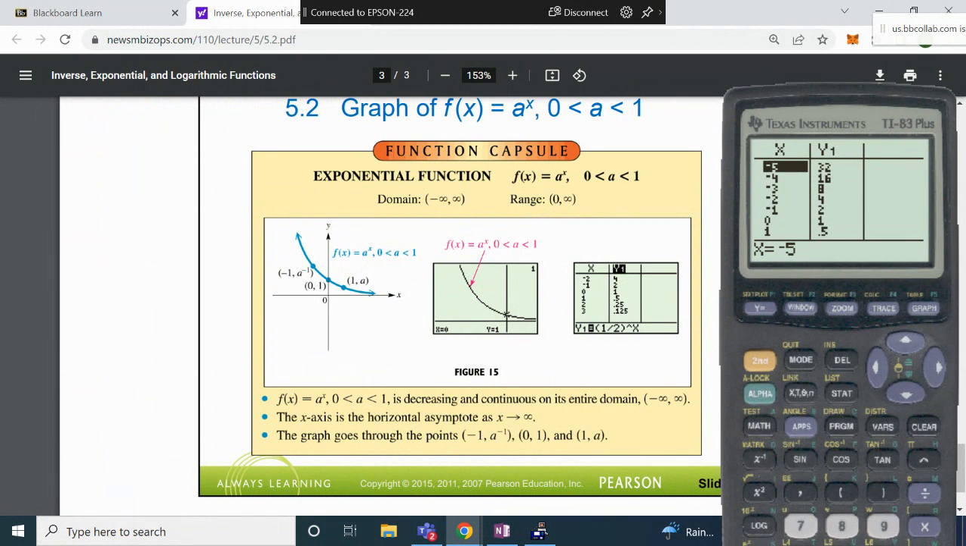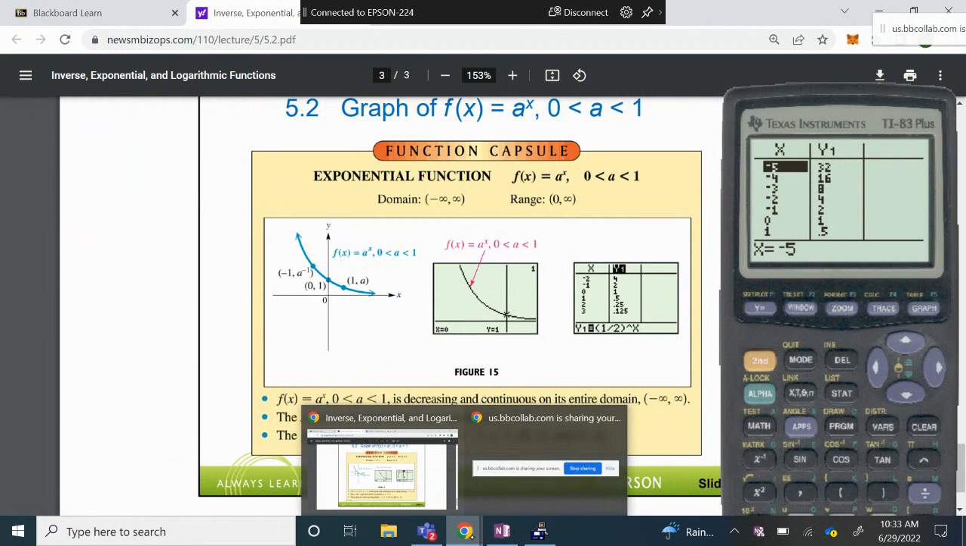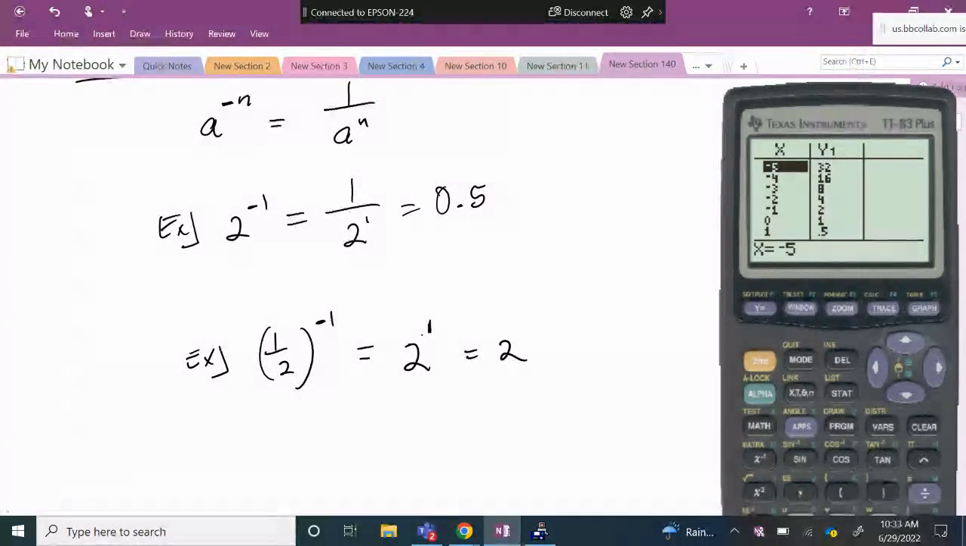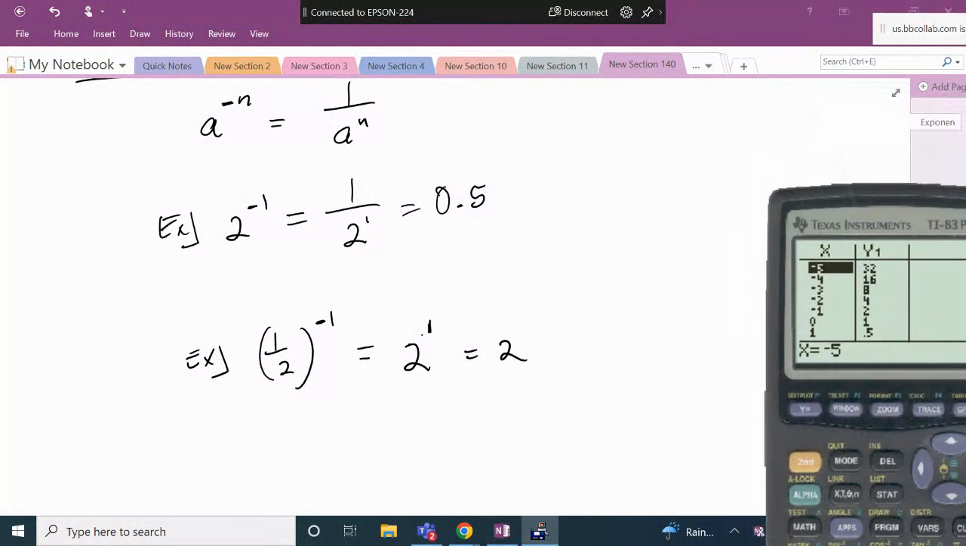All right, so with that being said, let's evaluate an exponential function.